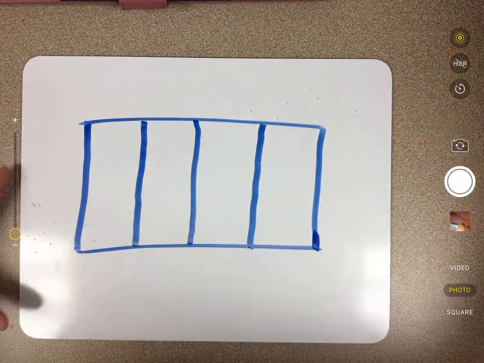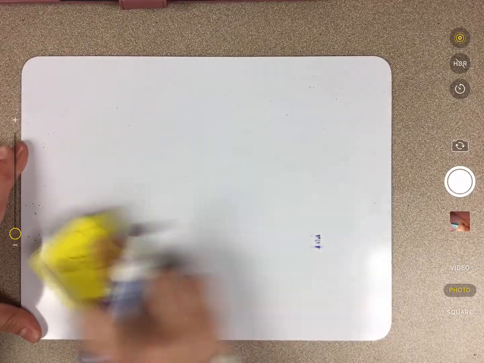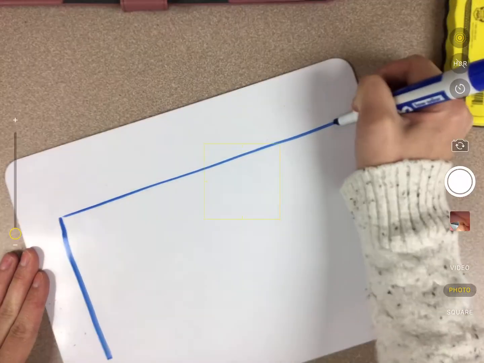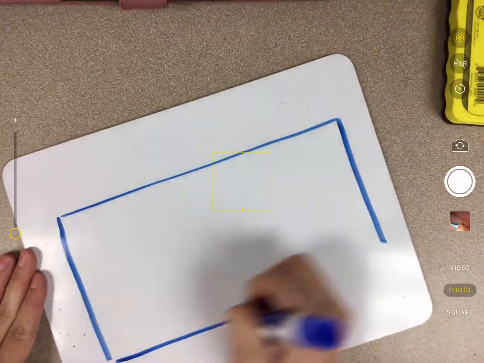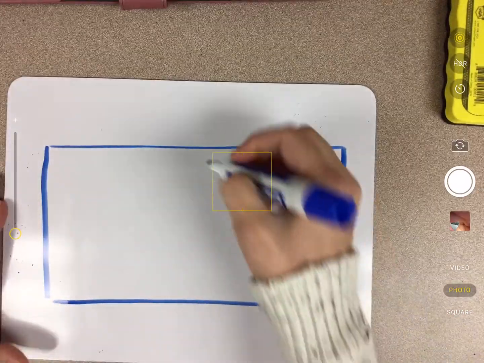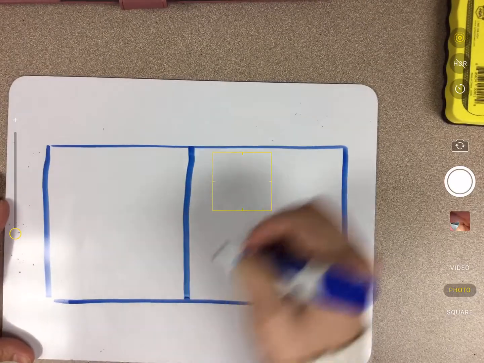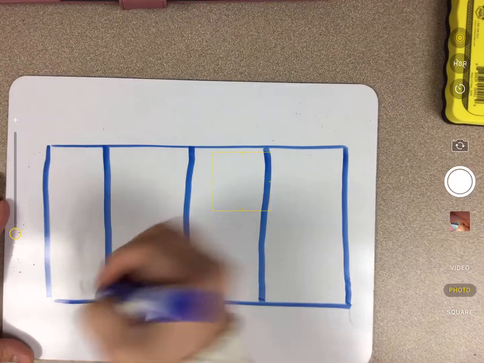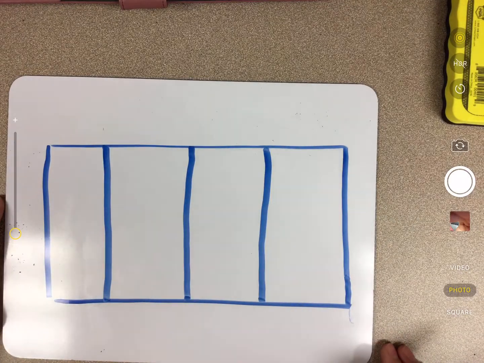Now I want you to grab your eraser and erase the rectangle. I need you to draw another rectangle, really big like this, all the way across your whiteboard. And I want you to divide your rectangle into 4 parts. So in half again, and half again. Now how can I divide this rectangle into 8 equal parts?